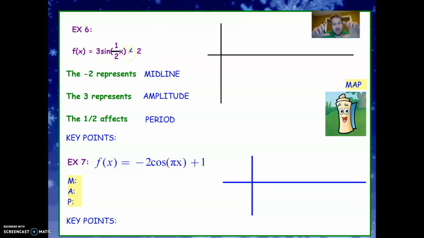So keep in mind, anything that's on the inside of parentheses is usually the opposite. So when it's a fraction, that actually makes it take longer, it's going to make it wider. And if it's a bigger number, it's actually going to make it skinnier. Bigger numbers make it skinnier.